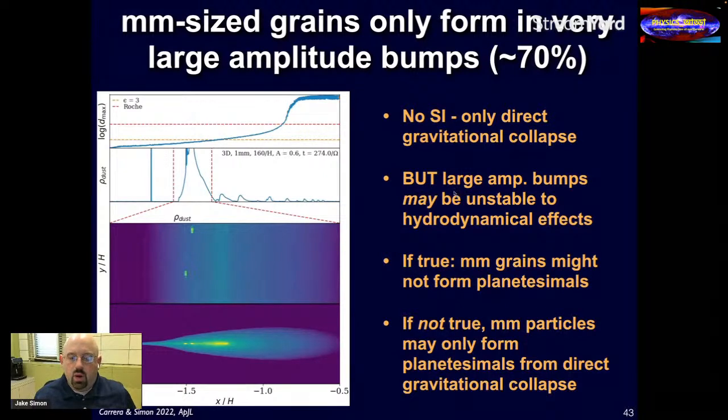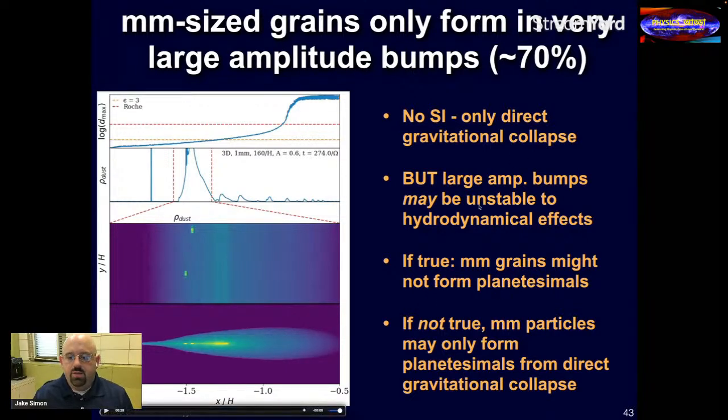So why is this important? Well, this requires very large amplitude bumps, very strong bumps that lead to a pressure maximum. But these bumps may be unstable to secondary instabilities, one called the Rossby wave instability. We don't yet know for sure if that's the case. If that's the case, then millimeter grains may not form planetesimals at all, which is a little bit of a worry because millimeter grains may be where most of the mass is for small grains, because centimeter-sized grains, it's not clear how much of those actually exist in circumstellar disks.